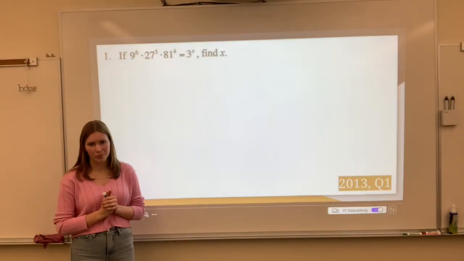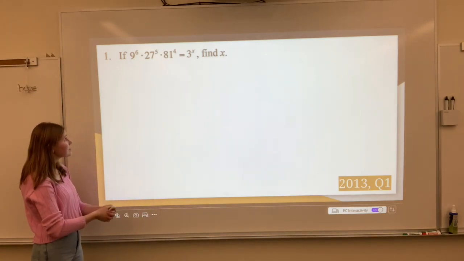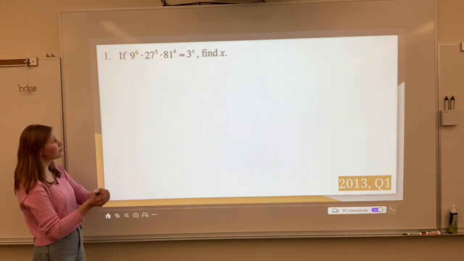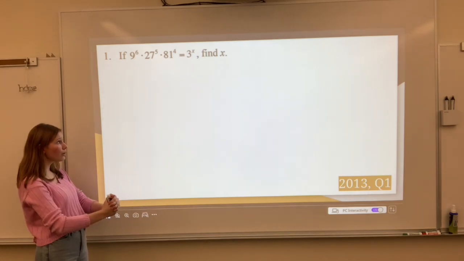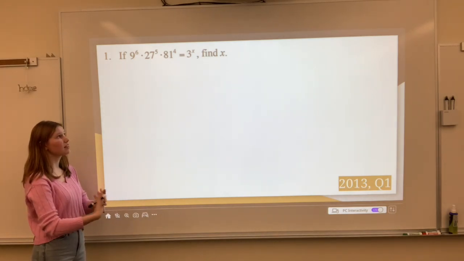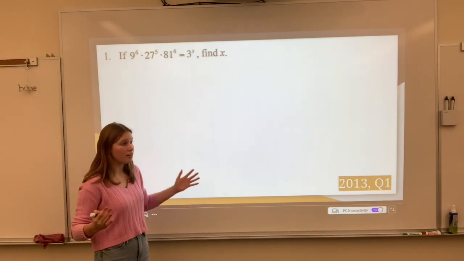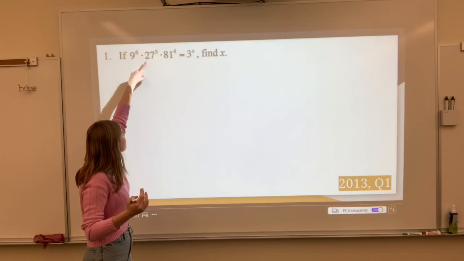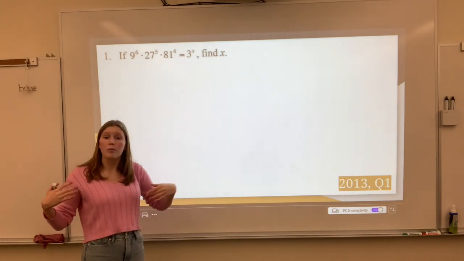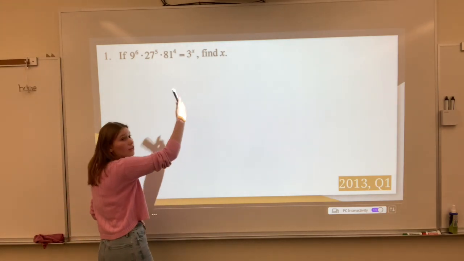Okay, here's our next problem. If 9 to the 6th times 27 to the 5th times 81 to the 4th is equal to 3 to the x, find x. Well, the first thing that jumps out at me is 9, 27, 81. Those are all powers of 3.